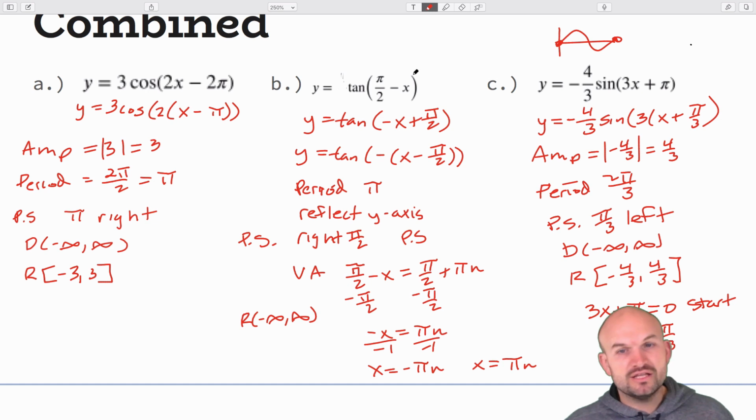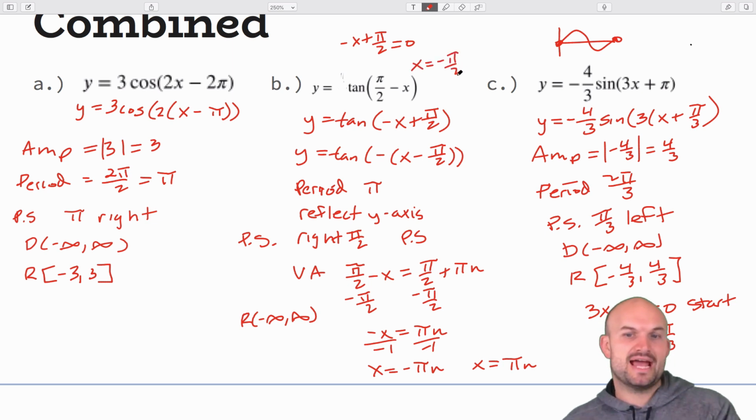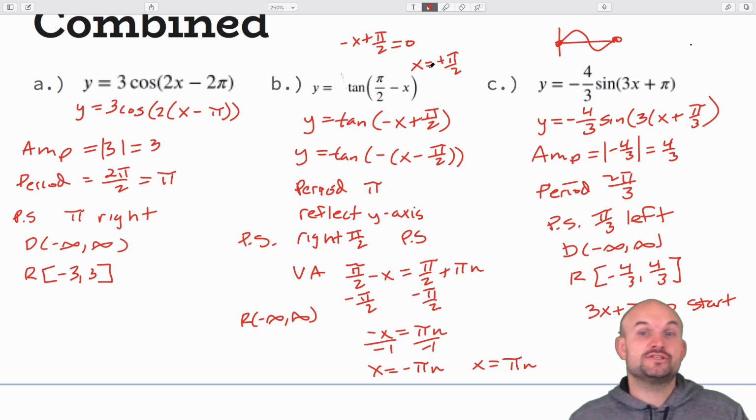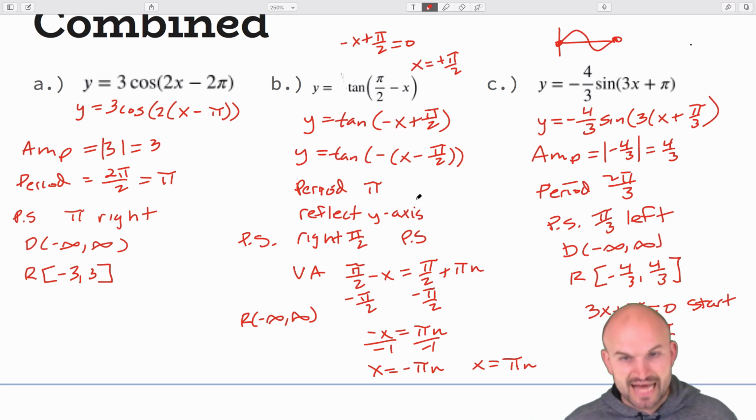And that works for all of these. You can set each one of these equal to 0. And this one, you'd get x equals -pi halves, right? Again, that's shifting pi halves. Oops, I'm sorry, that's a positive pi halves, since it's negative divided by negative. So that'd be x equals positive pi halves. That means you're shifting pi halves to the right, which is obvious here.